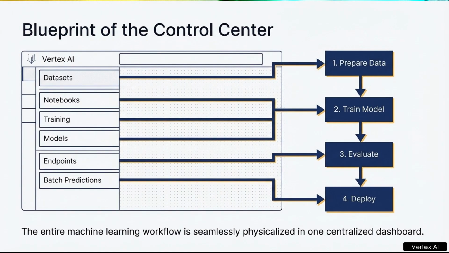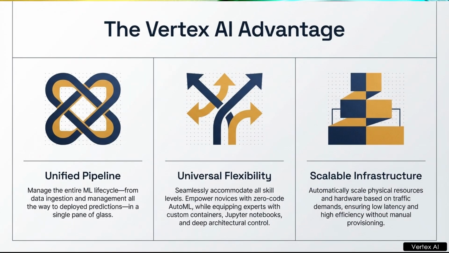Slide 12, blueprint of the control center. This gives us the UI physicalization of everything we've discussed. The centralized dashboard directly maps to that workflow. It integrates datasets, notebooks, and training models and endpoints into one unified view.